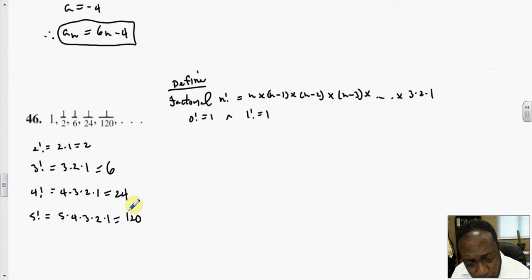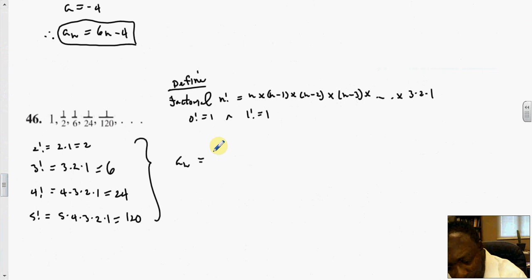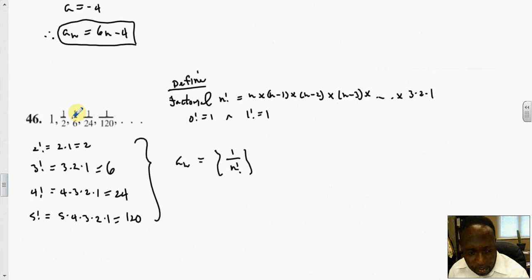I think with that in mind, you see the pattern here. The sequence looks like it's 1 over n factorial. So if n is 1, we get 1 divided by 1, we get 1. If n is 2, you get 1 over 2 factorial, which is 1 half. If n is 3, then you get 1 over 3 factorial, which is 1 over 6, and so on.